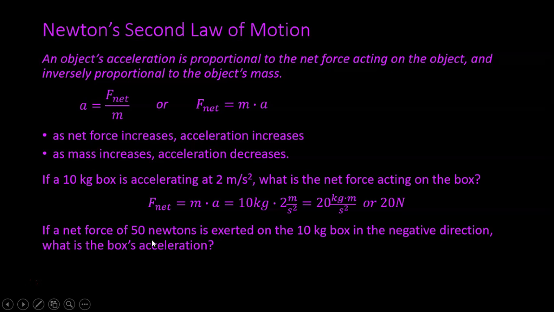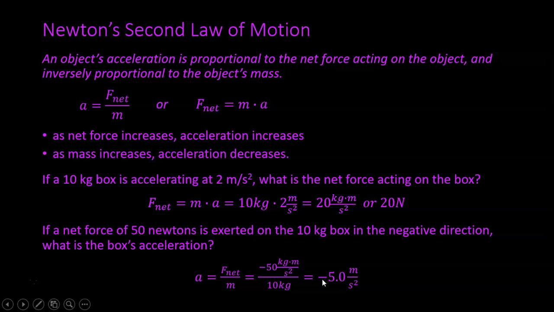If a net force of 50 newtons is exerted on the 10 kilogram box in the negative direction, what is the box's acceleration? To solve this problem, we need to use this version of the equation because it's set up to find acceleration. And so we plug in our net force, 50 newtons or 50 kilograms meters per second squared, and we need to remember to put the negative sign in front of it because the force is in the negative direction. We divide it by our mass of 10 kilograms, and our acceleration is 5 meters per second squared in the negative direction.